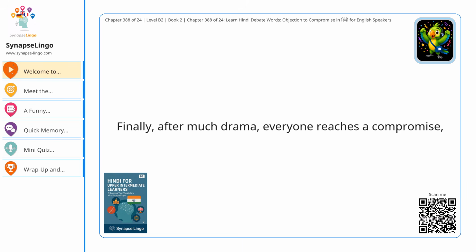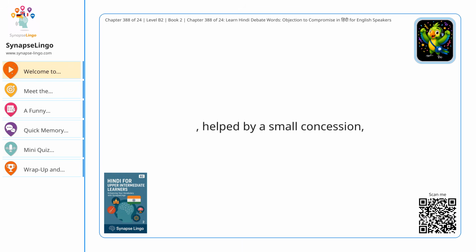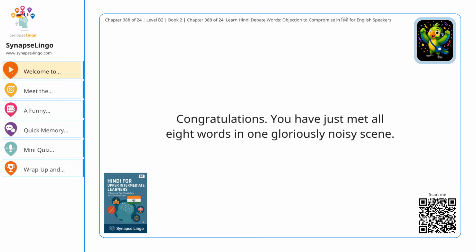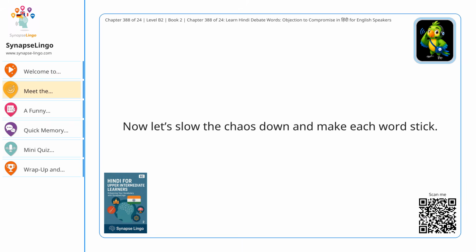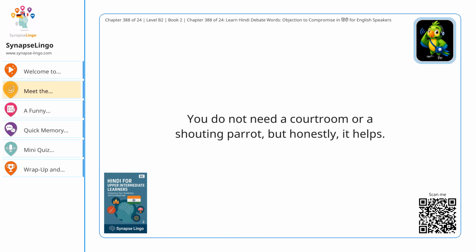Finally, after much drama, everyone reaches a compromise. Samjhota. Helped by a small concession. Riayat. In the price of samosas. Congratulations! You have just met all 8 words in one gloriously noisy scene. Meet the words one by one. Now let's slow the chaos down and make each word stick. You do not need a courtroom or a shouting parrot, but honestly, it helps.